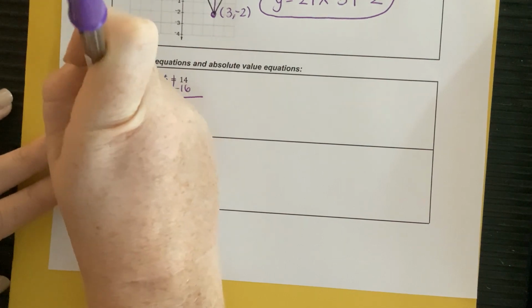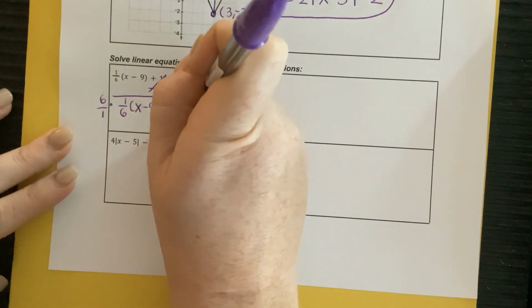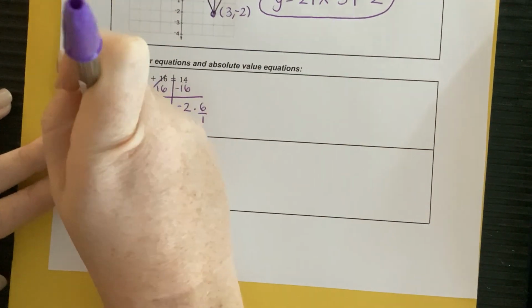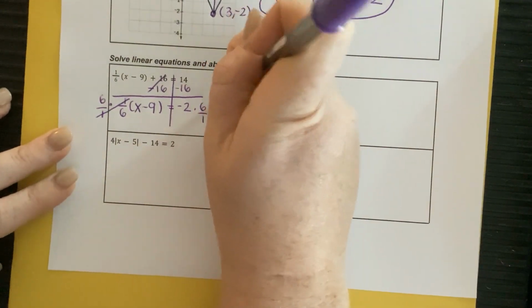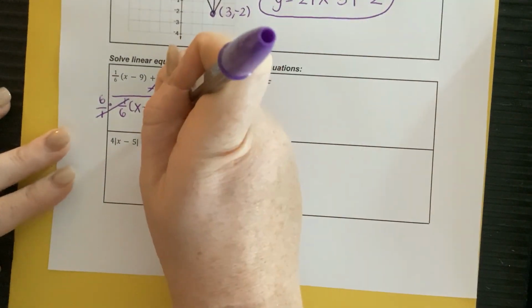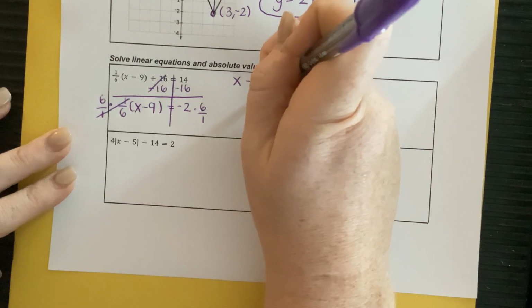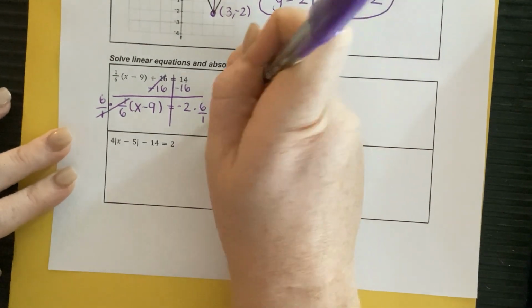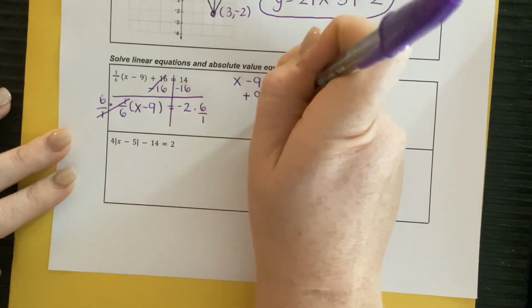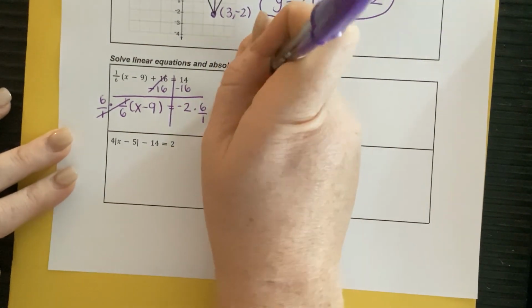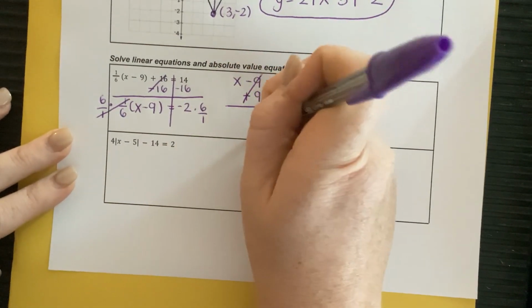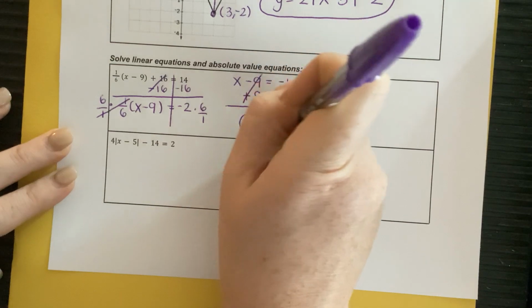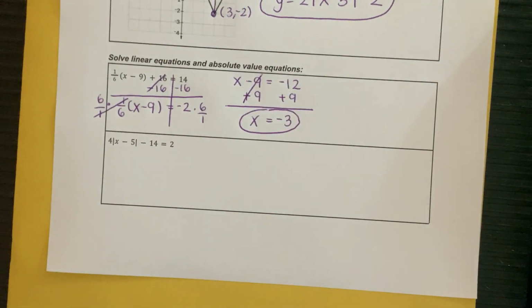Multiply this side by 6 over 1. This side cancels. I'm going to have x minus 9 is equal to -2 times 6, which gives us -12. Then I'm adding 9, and x is going to be equal to -3. So that's basic. That's solving linear equations. Now we're going to solve an absolute value equation.